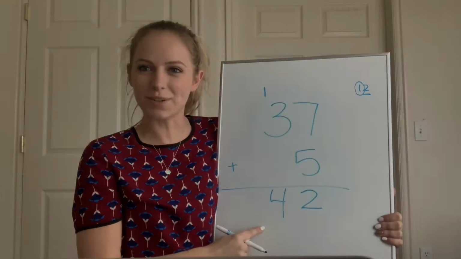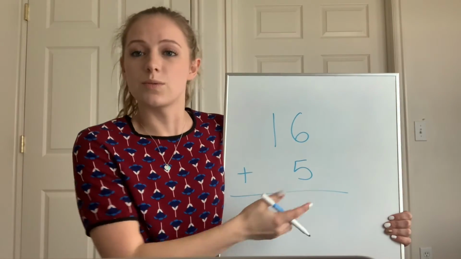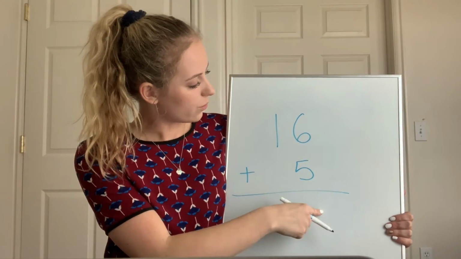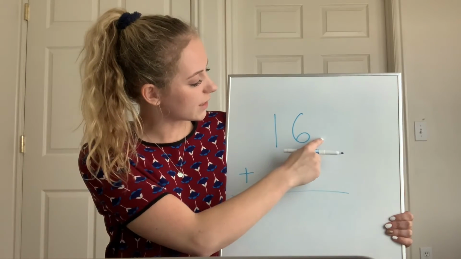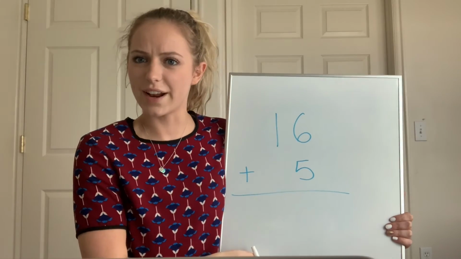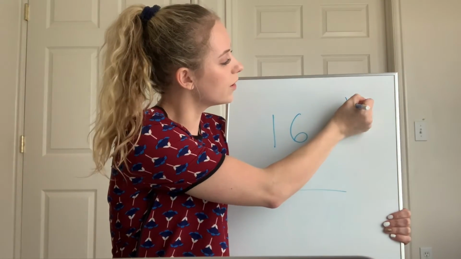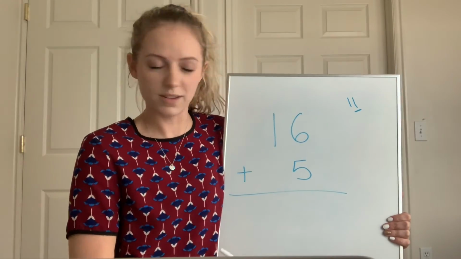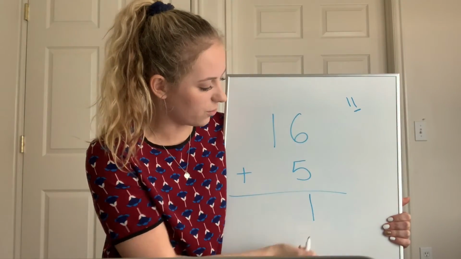Let's do another example. Let's start off with our ones because that's where we always start in our addition. If we have 16 plus 5, let's go over to the ones, which means we have 6 plus 5. That's going to equal 11, but again, that's higher than 10. So we know that in 11, in the ones place, there is 1. So we're going to put that underneath the ones place.